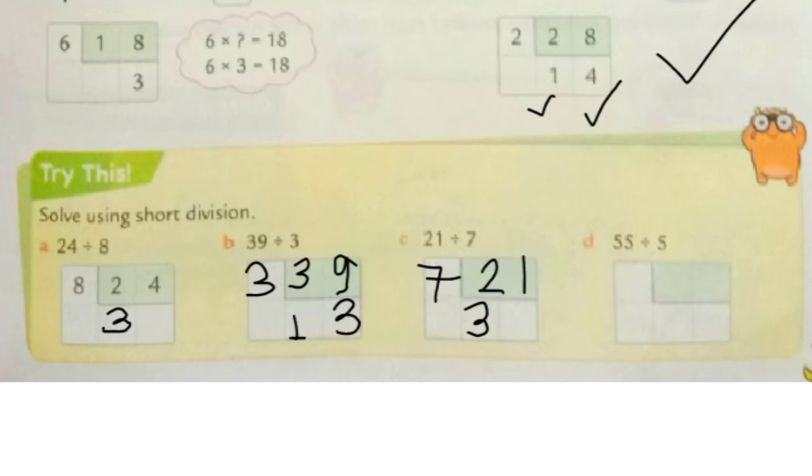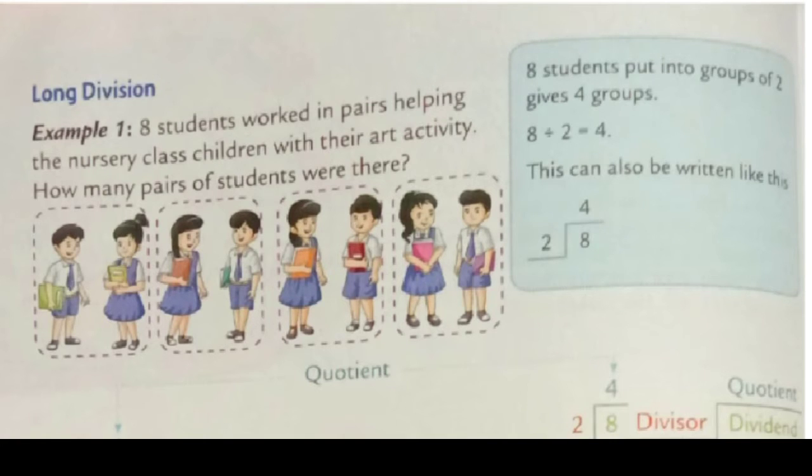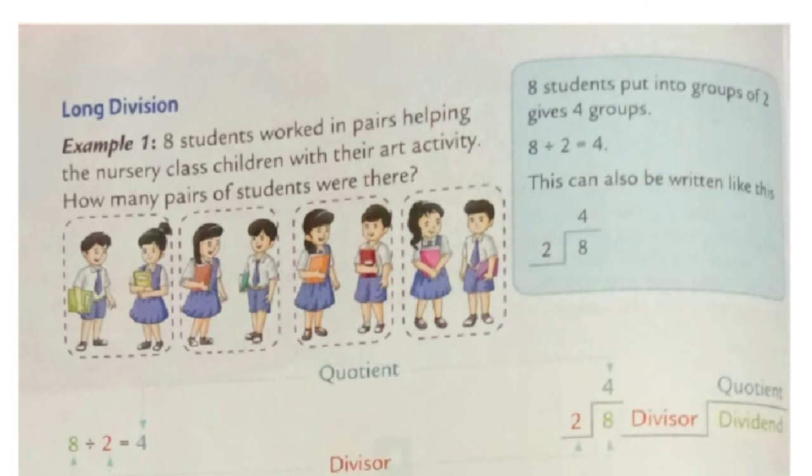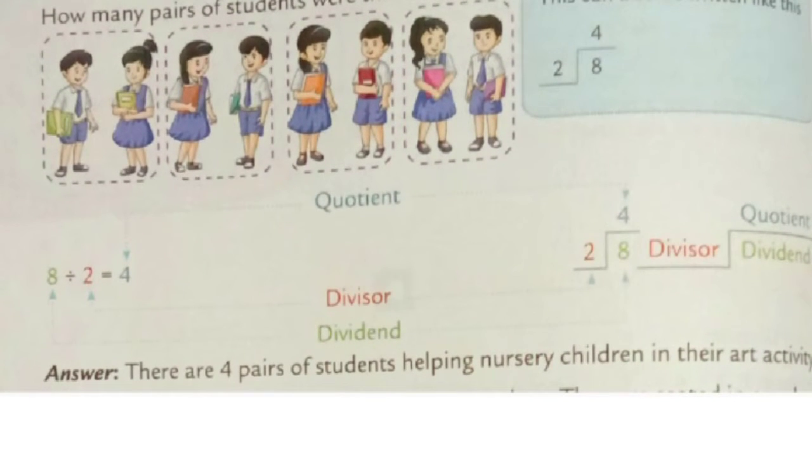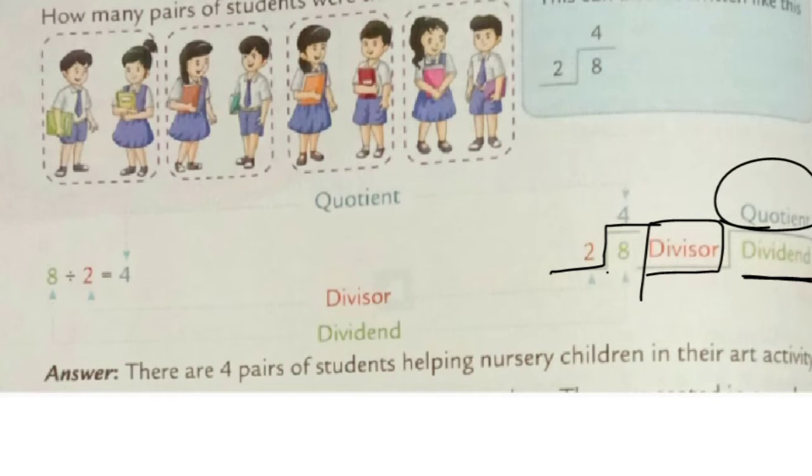Now we'll see our long division. So here is our long division. Let's see what long division is. Here as you can see, we have to divide 8 by 2. But here we have made a different type of column. Can you see this? The places are the same. Dividend will come in the center, divisor will come on the left side, and quotient will come at the top. So in this type of column, only the position of the quotient is changed.